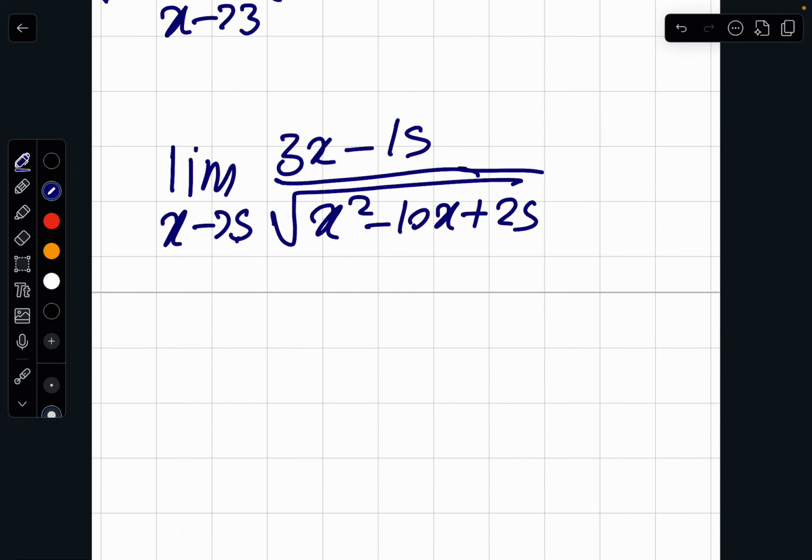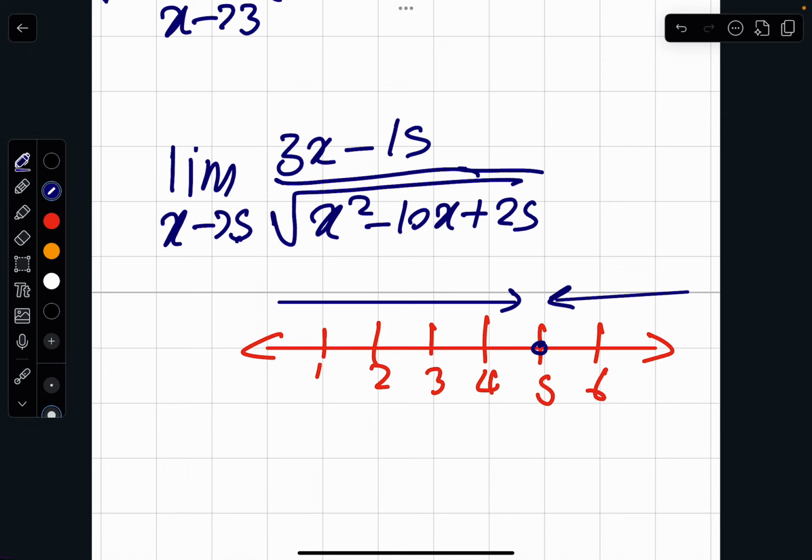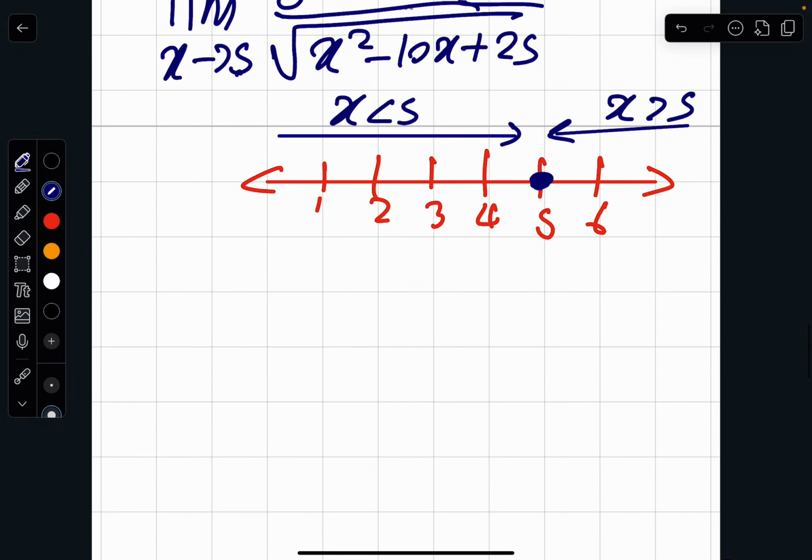Therefore, we have to draw a number line approaching 5. Understand? It's very important to draw your number line. Therefore, we are going to have 1, 2, 3, 4, 5, 6. We are going to approach 5 from both sides. Meaning we are going to approach 5 here. From the left is where x is less than 5. From the right is when x is greater than 5.